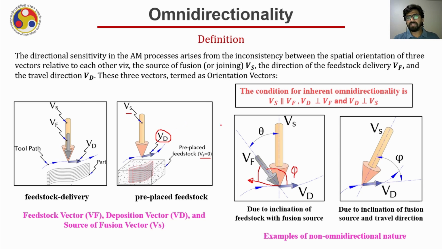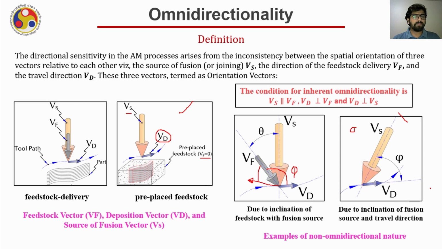Let us see the case as you are seeing here in this diagram, where there is a laser source projecting the laser beam on the powder bed at an angle. In that case, the angle between Vd and Vs may not remain the same as it was shown here in this diagram. Therefore, in such cases you need to provide some additional arrangements to make the process omnidirectional again.